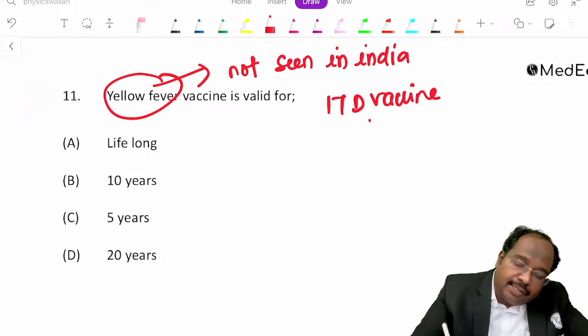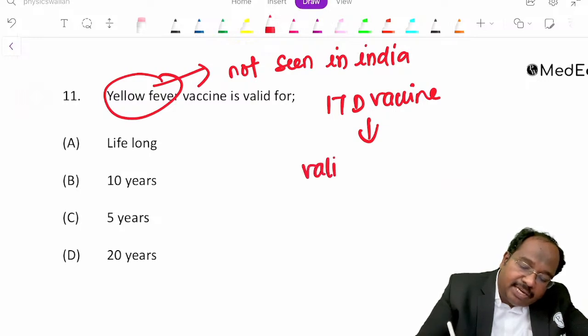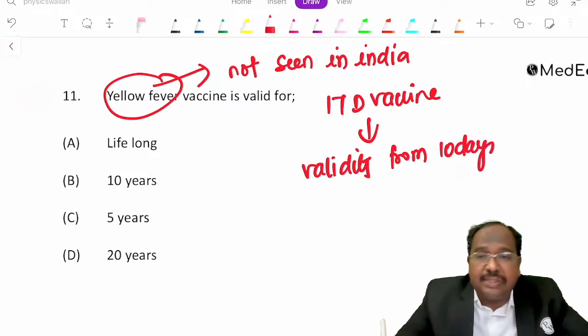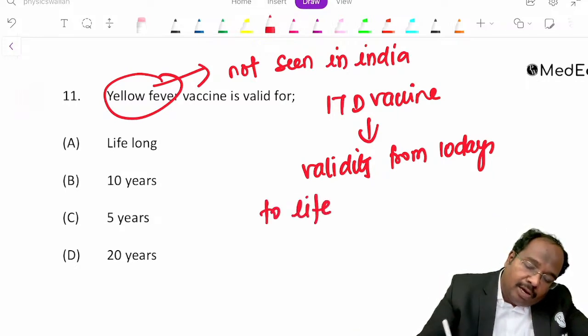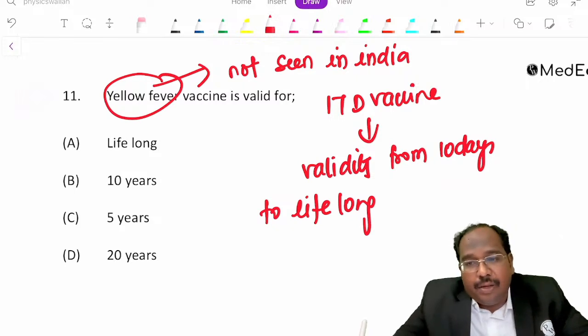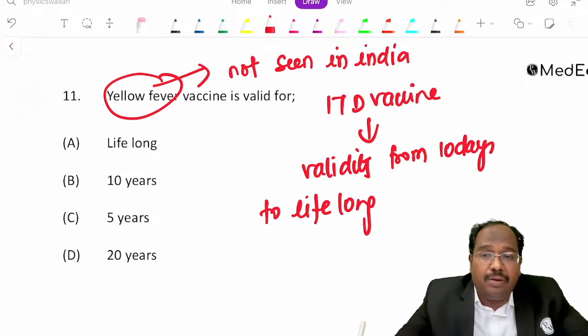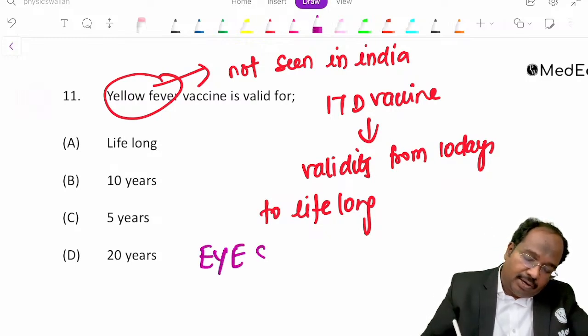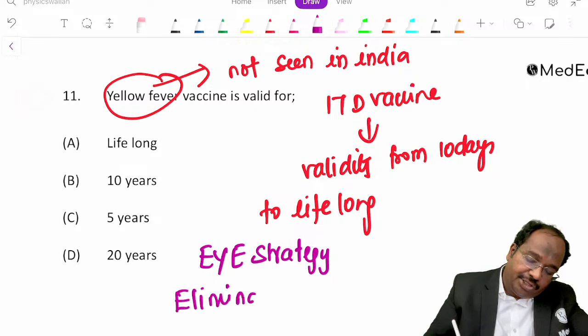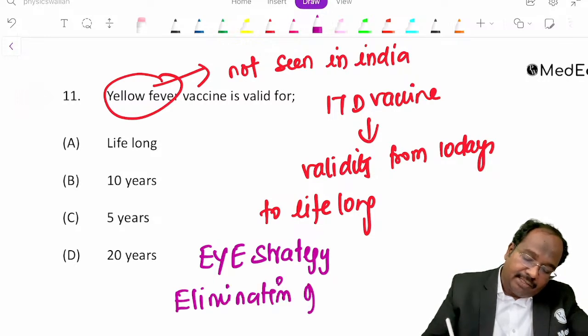Once you have taken this vaccine, its validity starts from 10 days after vaccination. They will provide the yellow fever certificate. Validity starts from 10 days to lifelong. To eliminate yellow fever, WHO is following a strategy called EYE strategy, which means Eliminate Yellow fever Epidemics strategy.